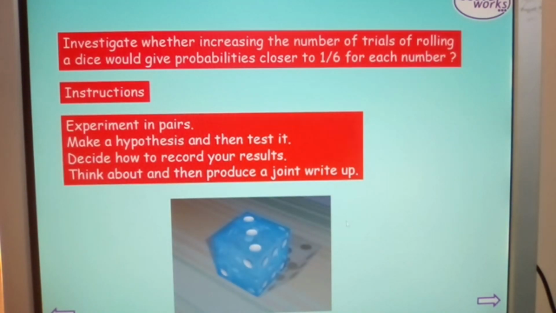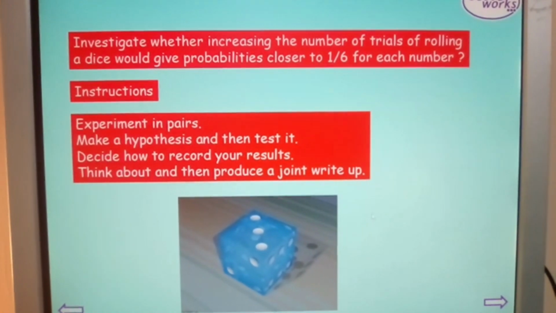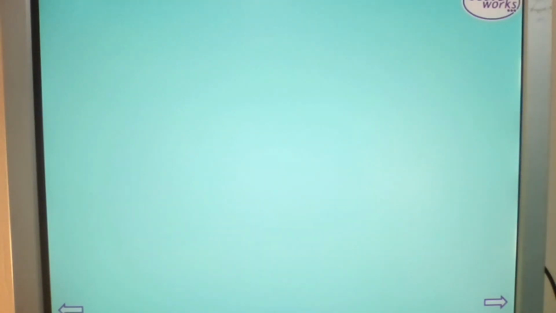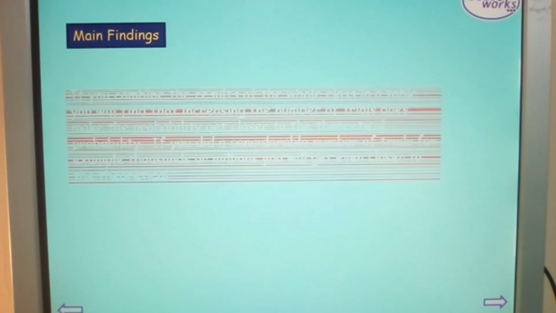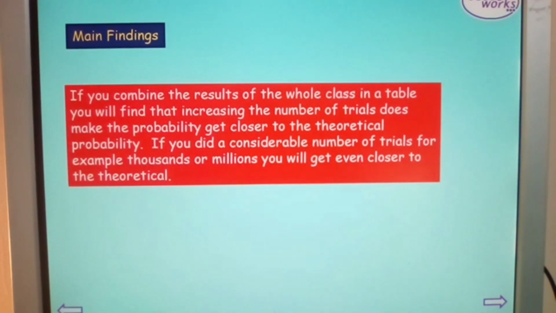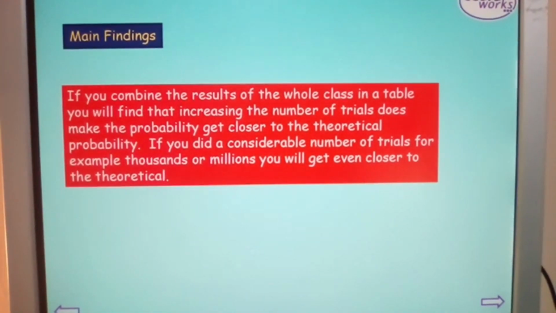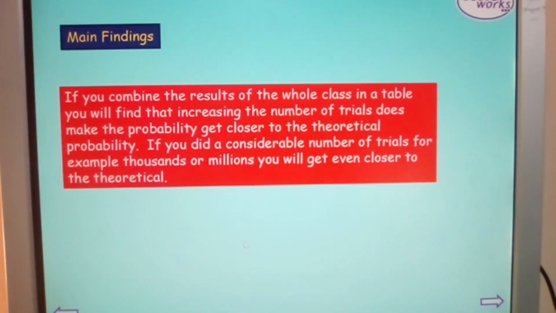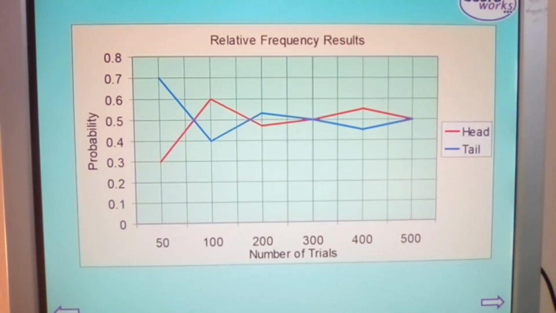Investigation. Main findings. But now remember, it's the time taken to do these trials, isn't it? It's okay doing the trial, but it's the time it would take to reach that number of trials. Okay. Relative frequency results.